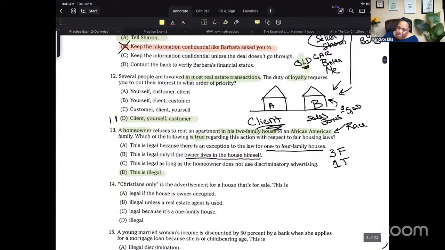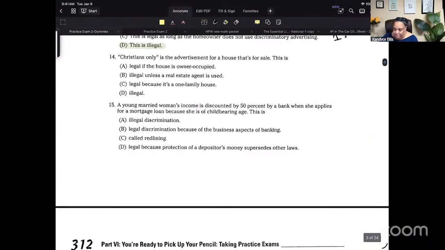Okay, so we're good on 13. Let's move on to 14. Christians only. Federal fair housing is 1968. Yep, D, you're exactly right.